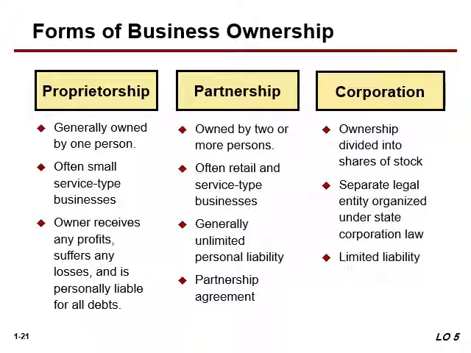The second form of business ownership is partnership, owned by two or more persons, generally with unlimited personal liability and a partnership agreement. The third form of business ownership is corporation. Corporation ownership is divided into shares of stock and has limited liability.